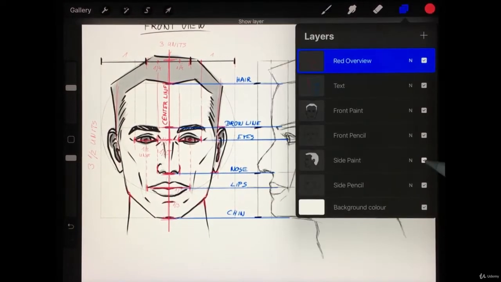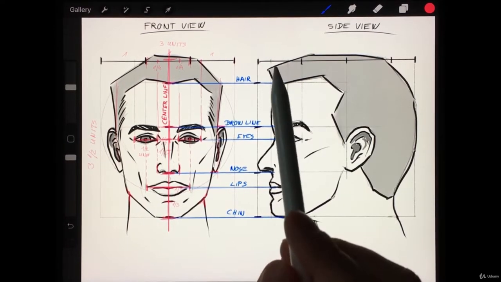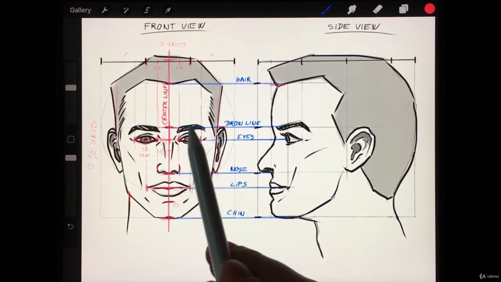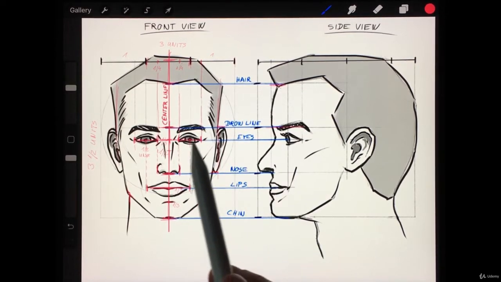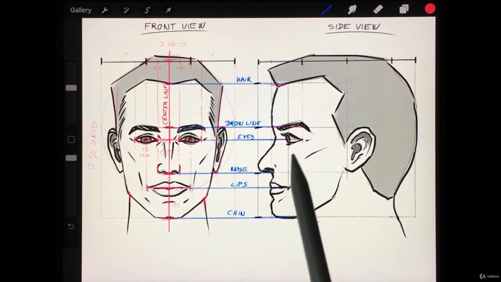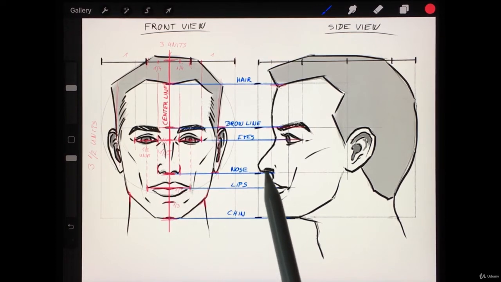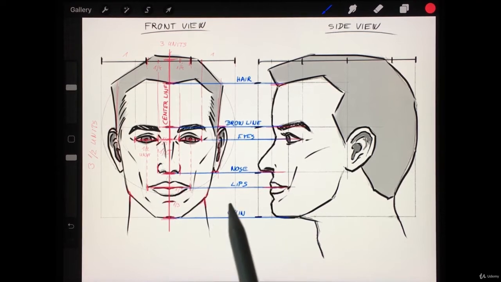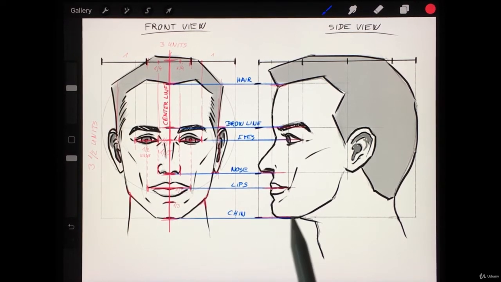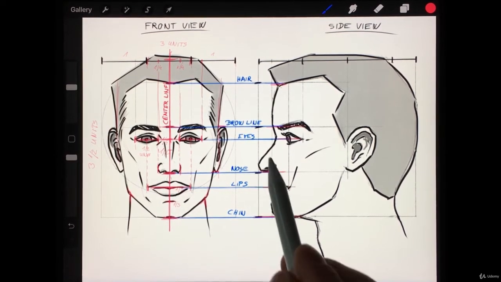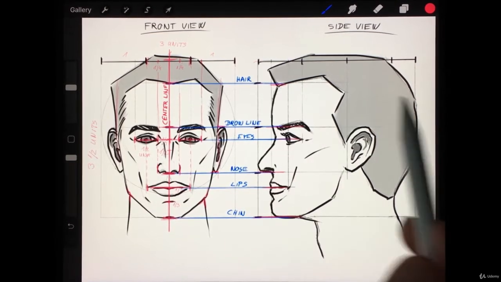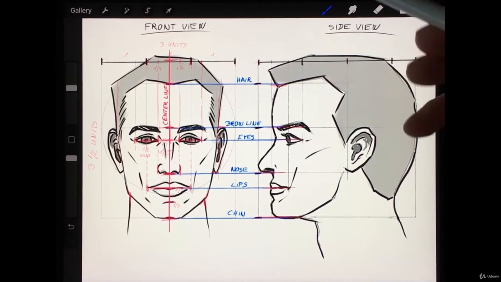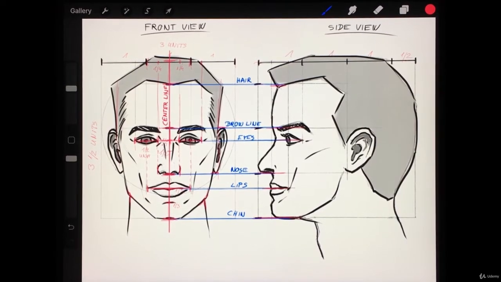Now let's discover the side view. First, we project our key points horizontally. Here are the hairline, brow line, the eye level, the bottom of the nose, the separation of the lips, and the bottom of the chin. Altogether, as we already know, they are 3.5 units tall. The depth of an average head is also 3.5 units.